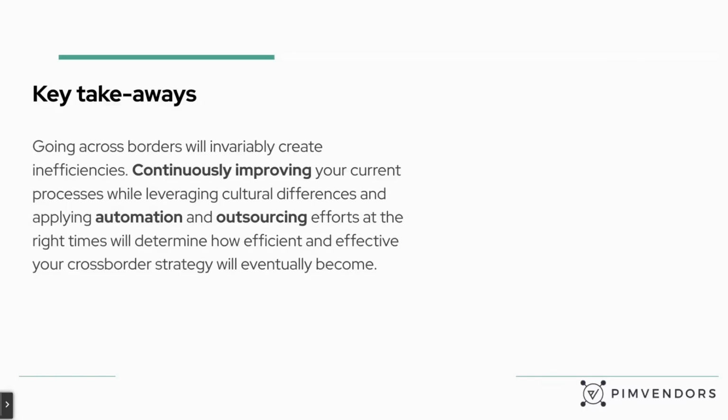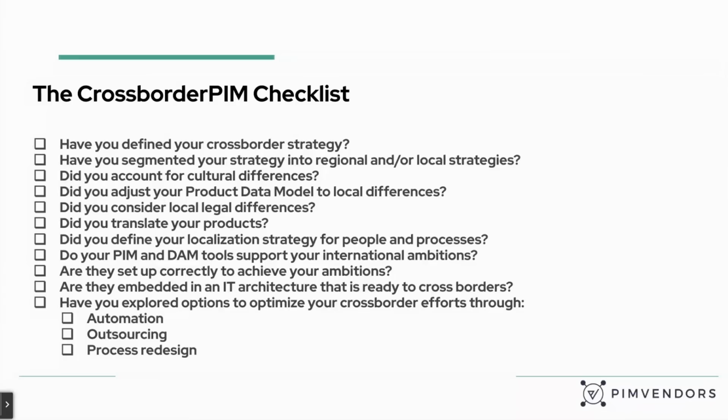If you want to go cross-border, that will create inefficiencies, and you have to keep on continuously improving your processes and leveraging the cultural differences to make sure that you have an efficient and effective cross-border strategy. So, a cross-border PIM checklist to go through all the checks means you have gone through all the steps in the slides we discussed previously. And it goes from having defined your cross-border strategy to having explored the options to optimize your cross-border efforts.